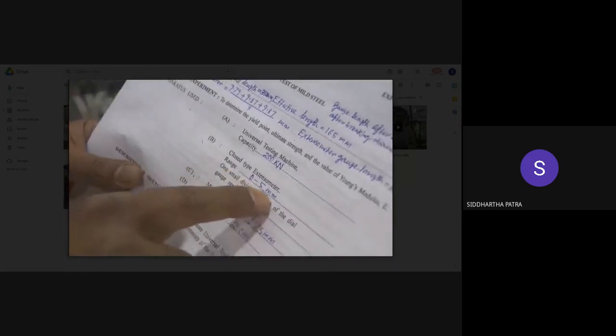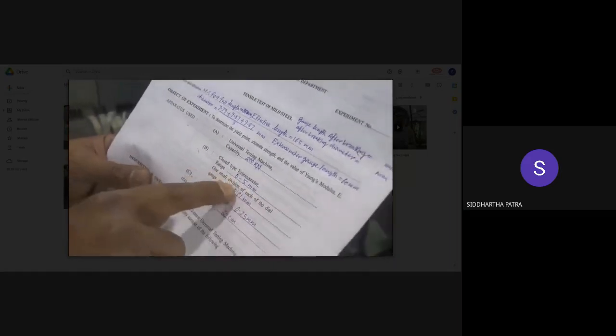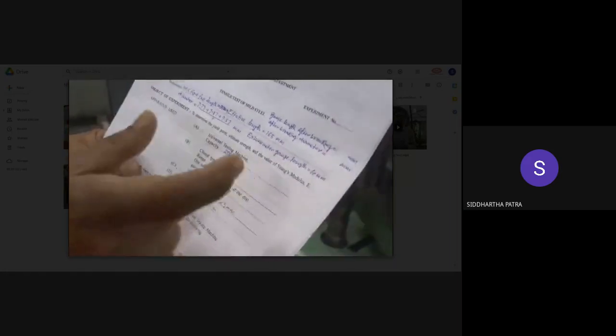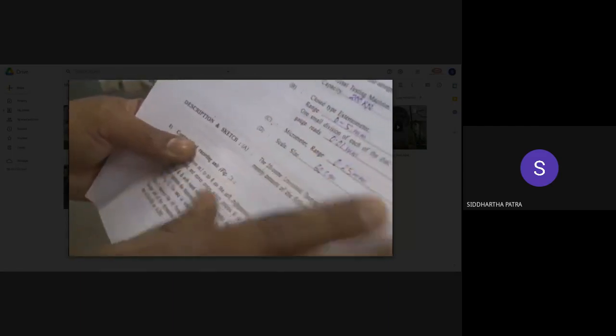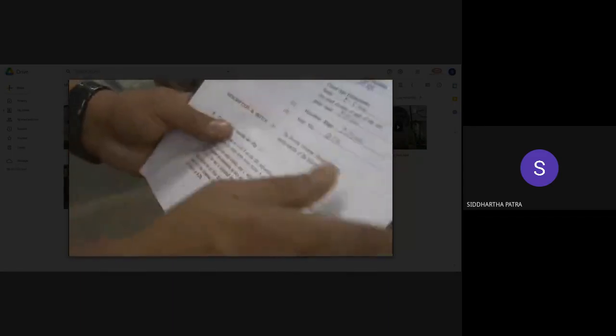So the range of working of the extensometer is 0 to 5 millimeter. Once the deformation goes beyond 5 millimeter or tends to go beyond that value, you cannot use this extensometer, and the least count is 0.01 millimeter. There are some other details over there. So these specifications must be there in your instruction sheet. Then we will be taking the reading.